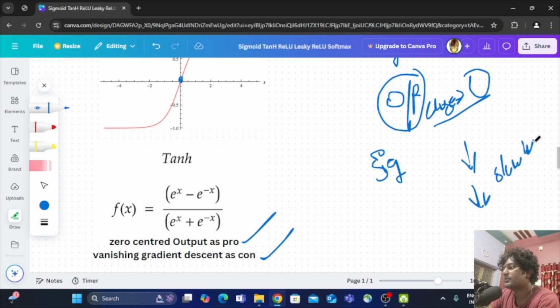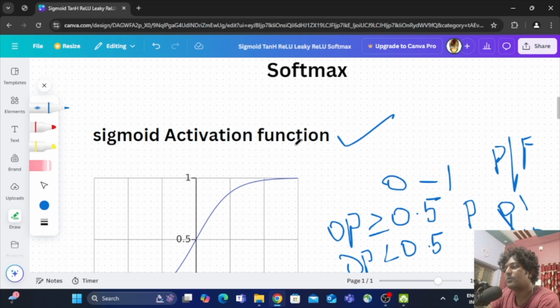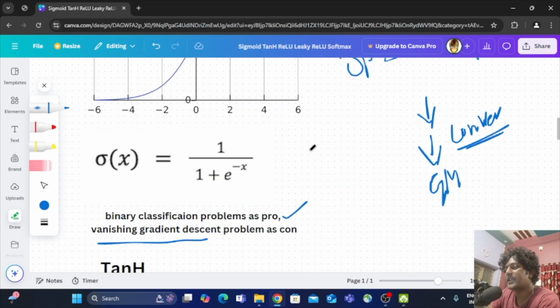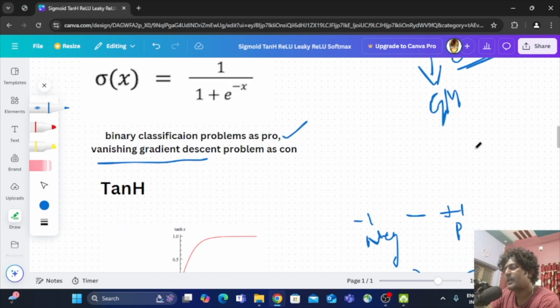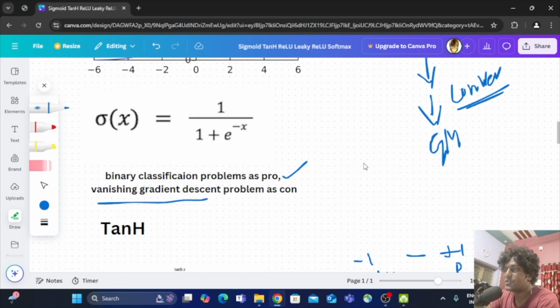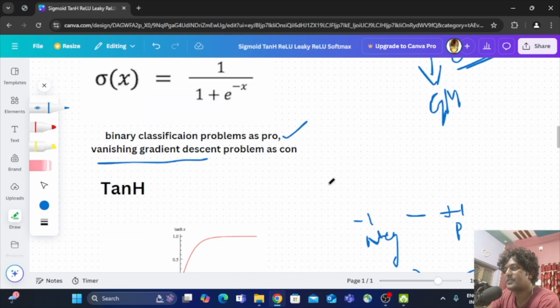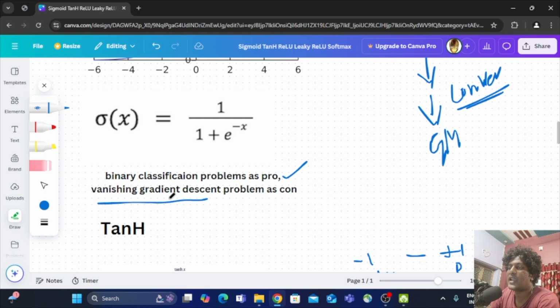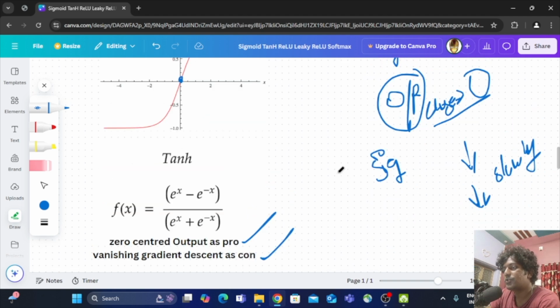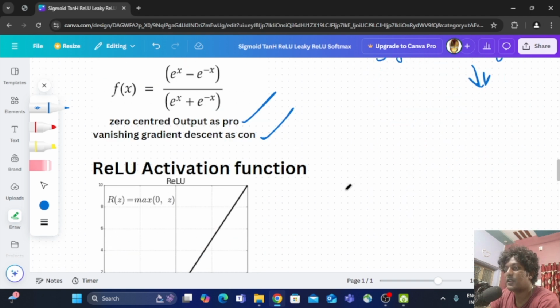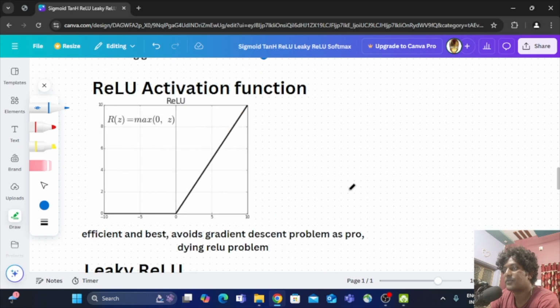In both of these activation functions, Sigmoid and Tanh, the major problem, the major con, is the vanishing gradient. Because of that, the convergence will be slow. So to solve this, the researchers found a new activation function.